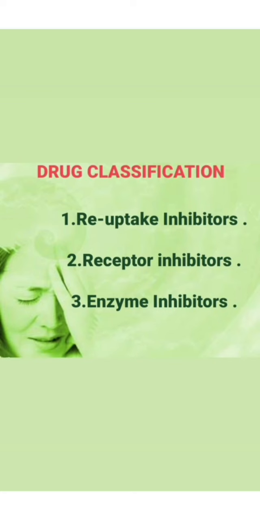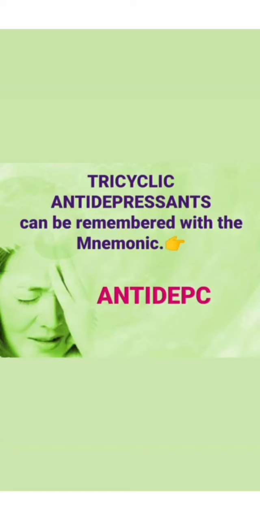Coming to the drug classification, there are three types. Starting with the first one, which is reuptake inhibitors. The first one is tricyclic antidepressants. We'll be discussing that firstly. Tricyclic antidepressants can be remembered with the mnemonic ANTIDEPSY.